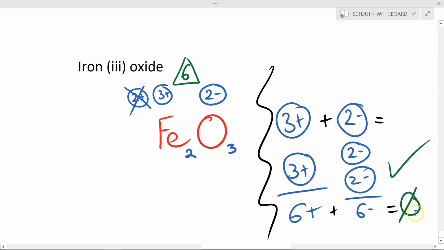Add them up, we get a 0, so for every electron that was lost, it's found a new home, and 2 irons to 3 oxygens is the right ratio to make this stable. So the chemical formula for iron 3 oxide is Fe2O3.